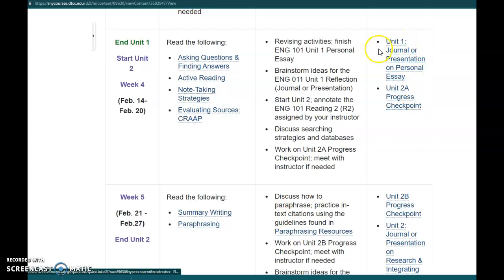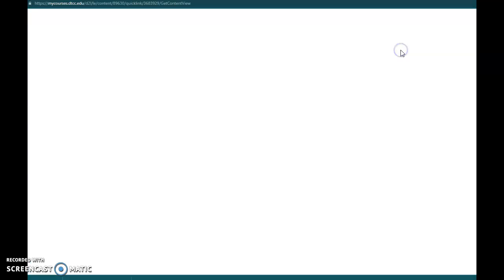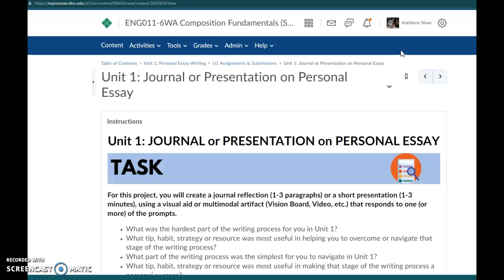So at the end of every unit, in O11, there's going to be an opportunity to reflect back on that unit. And that's what the journal or presentation on the personal essay is. If you click on this assignment, what you're going to be asked to do is either create a 1 to 3 paragraph journal reflection, so a Microsoft Word document where you write 1 to 3 organized paragraphs, or a short presentation. You can do that however you would like.